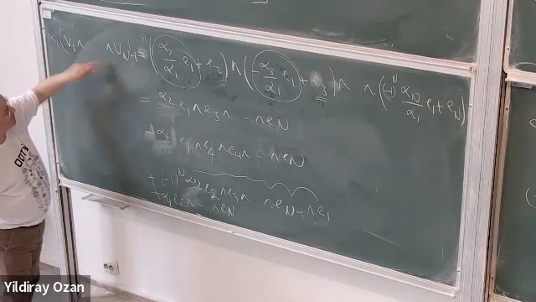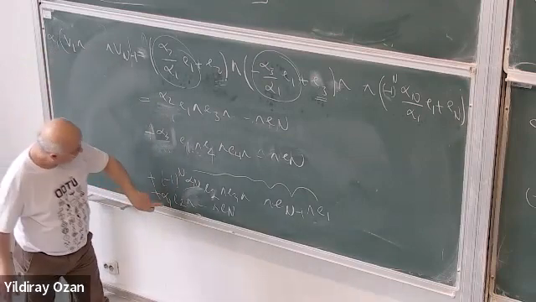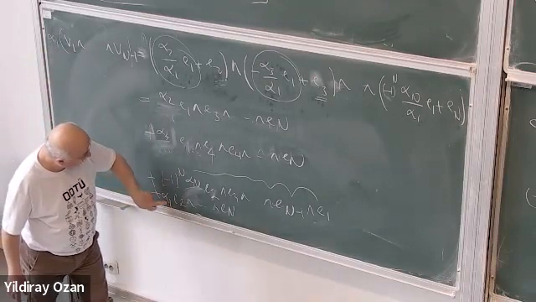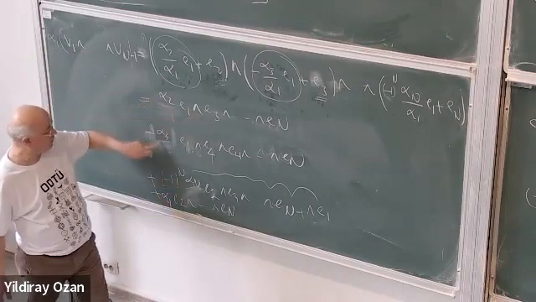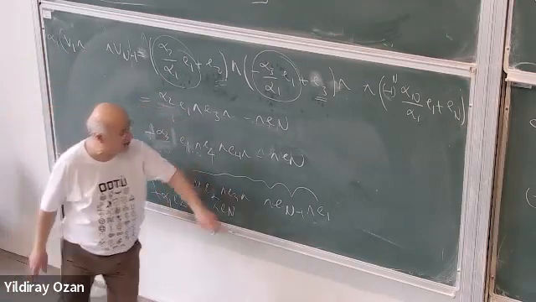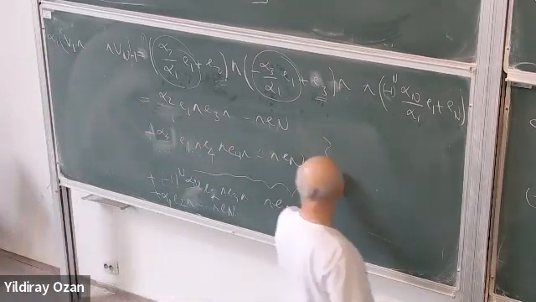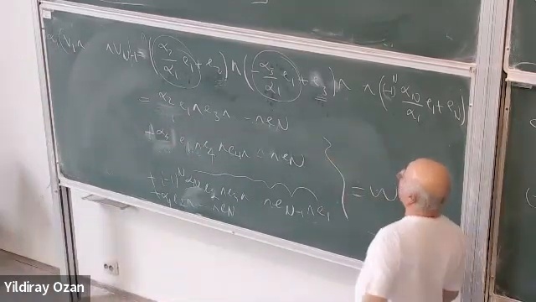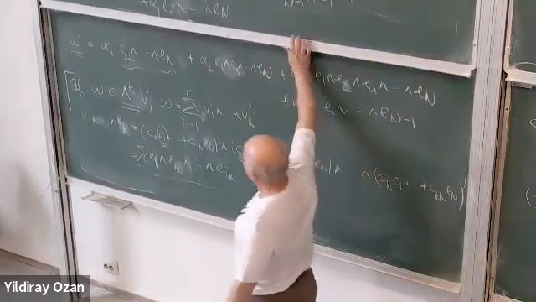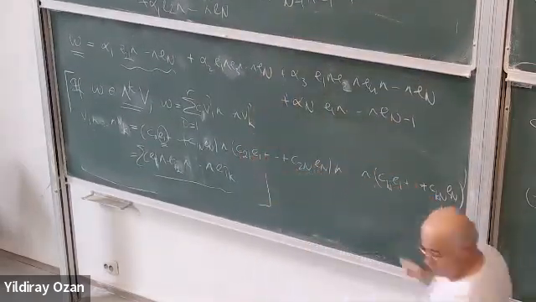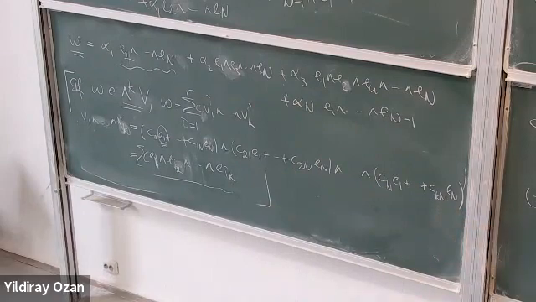So you will get the following. Alpha 1 times this gadget is equal to alpha 1 times this term, alpha 2 times this, alpha 3 times this, and alpha n times this gadget. And this whole thing is nothing but this omega. So that's the idea.